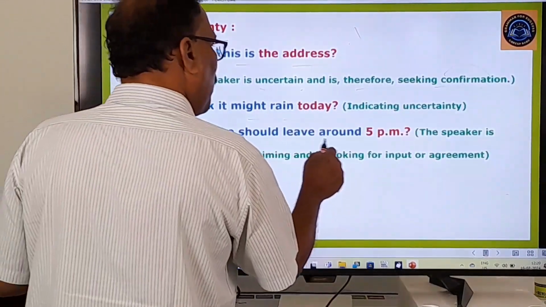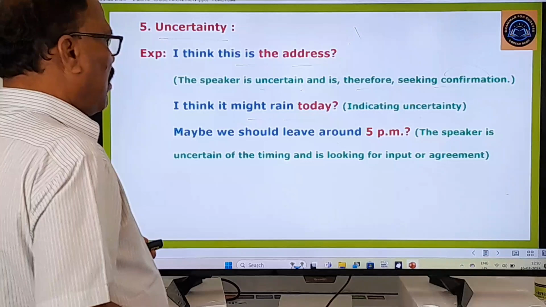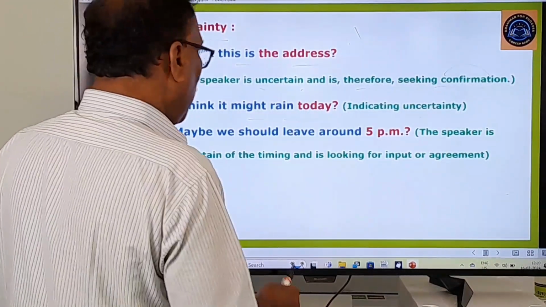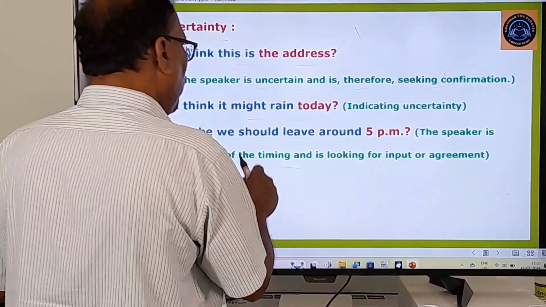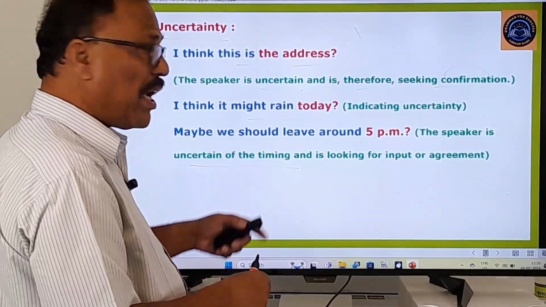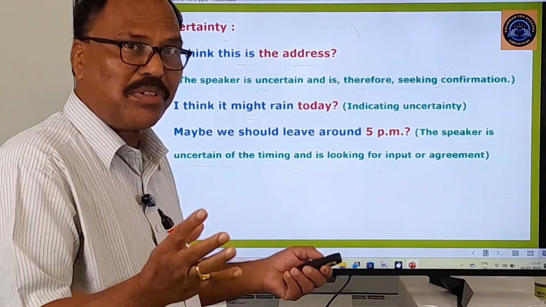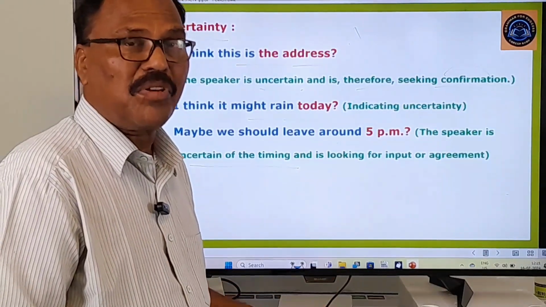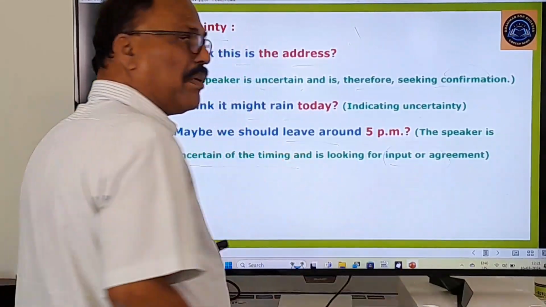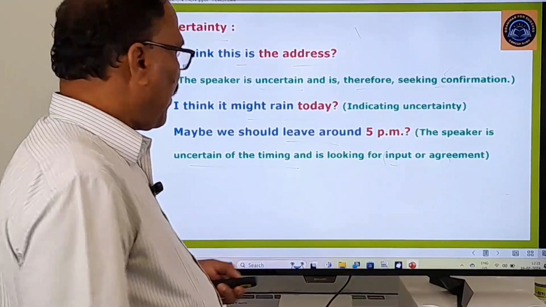Maybe we should leave around 5 PM. మనము ఈరోజు 5 గంటలకు బయలుదేరాలా? The speaker is uncertain of the timing. See this, how this. మనం ఈరోజు 5 గంటలకు బయలుదేరాలా? That means you don't know about that, you are not certain about that, you are uncertain, and therefore you are asking this question only for agreement or for confirmation. Okay, right.